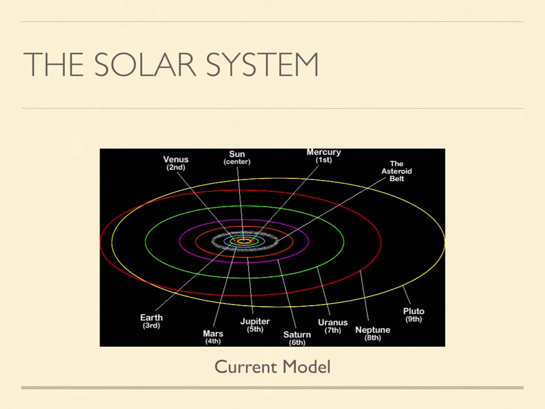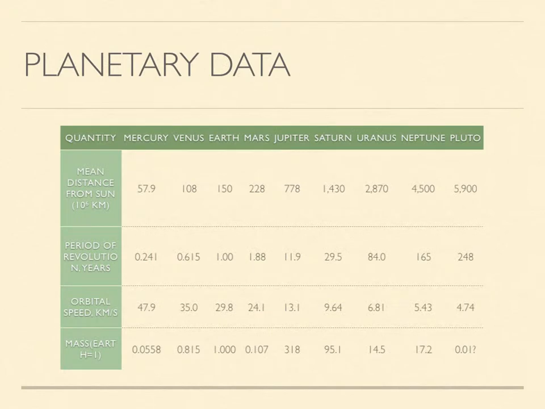This is the solar system. The planets orbit the Sun due to the massive gravitational force exerted on the planets by the Sun. To model the motion of the planets, we need this table of data. This will also help us relate Newton's laws to Kepler's laws.